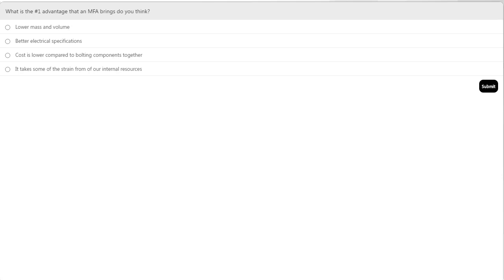All right, so our next polling question. What is the number one advantage that an MFA brings, do you think? Our options here: lower mass and volume. Next one is better electrical specifications. Next one here, cost is lower compared to bolting components together. And our fourth option, it takes some of the strain from our internal resources.